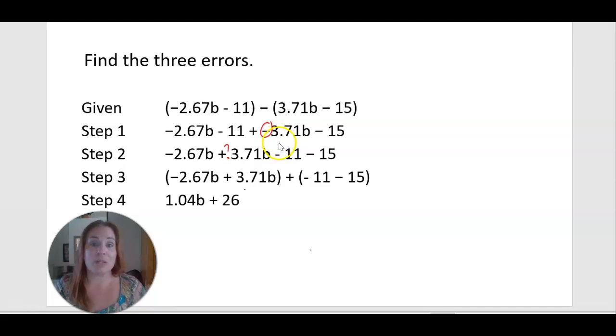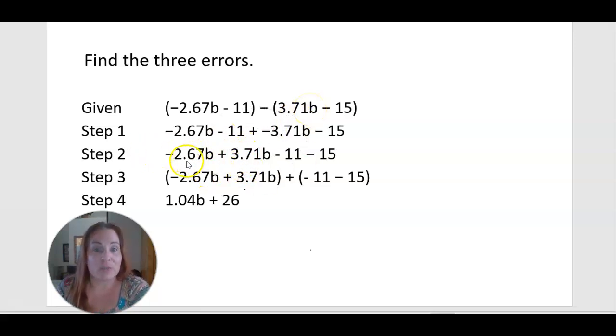So remember, when you use commutative property to change the order of the terms, make sure that the sign for that number or for that term stays in front of it regardless of where you move it. Okay, so that's mistake number 2. They forgot to keep the negative with the 3.71b when they moved it. All right, we've got one more mistake to find.